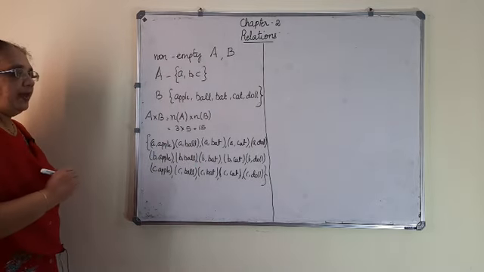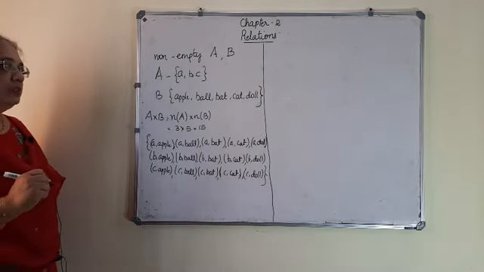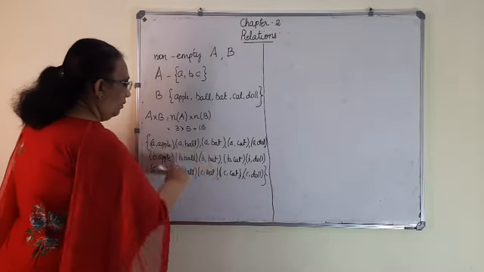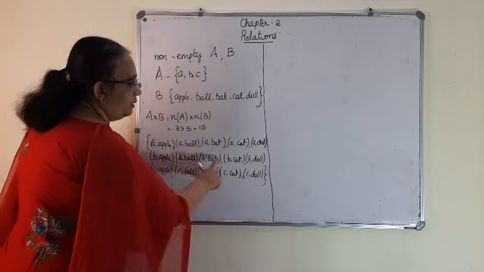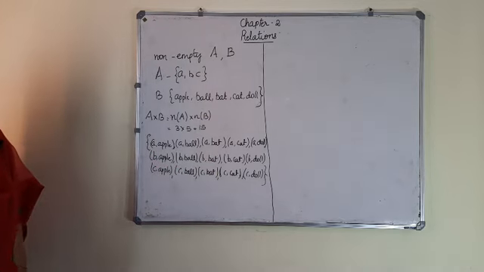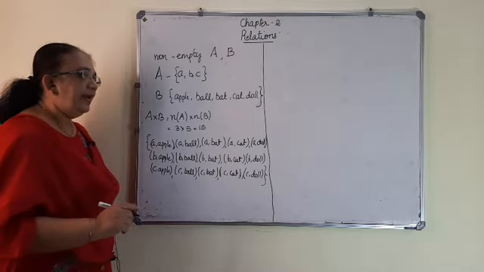Now n of A cross B is equal to n of A into n of B. We have 15: 1, 2, 3, 4, 5. 5 into 3, there are 3 rows. 5 into 3 is equal to 15. Now this is A cross B. Now we are going to study what is a relation.